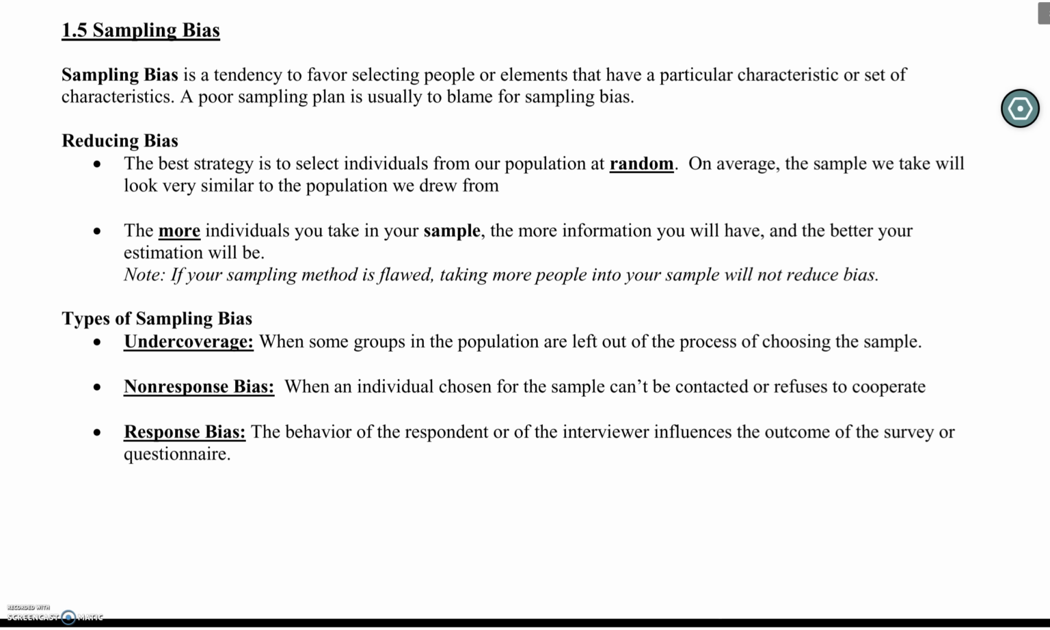We're going to talk specifically about 3 types of sampling bias that are named here. You can see them. They all are exactly like what they sound like, so it's actually pretty easy for you. This is something that is 100% on the exam.